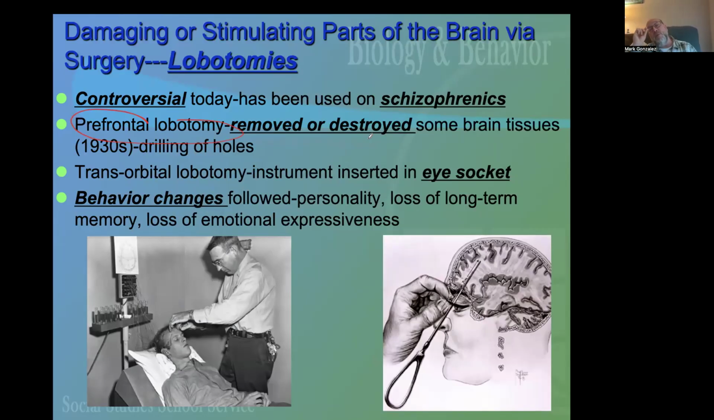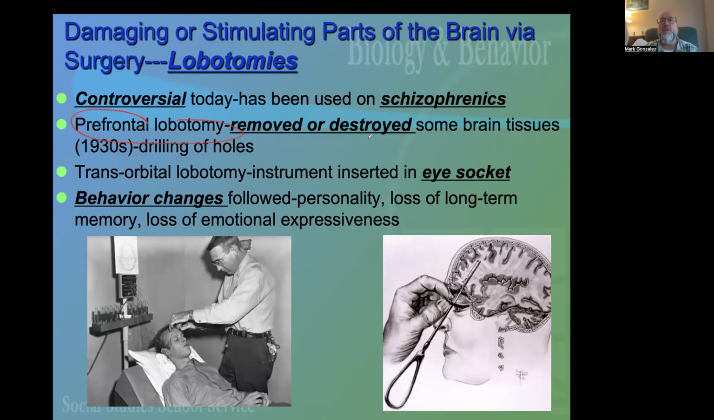Unbelievable. They were actually removing or even destroying some of the brain tissue up here in the frontal lobe, drilling holes. Oh my goodness. Yeah. And they were thinking, oh, okay, if we can do that and the patient would survive, they would stop. But there were issues that went on with that.